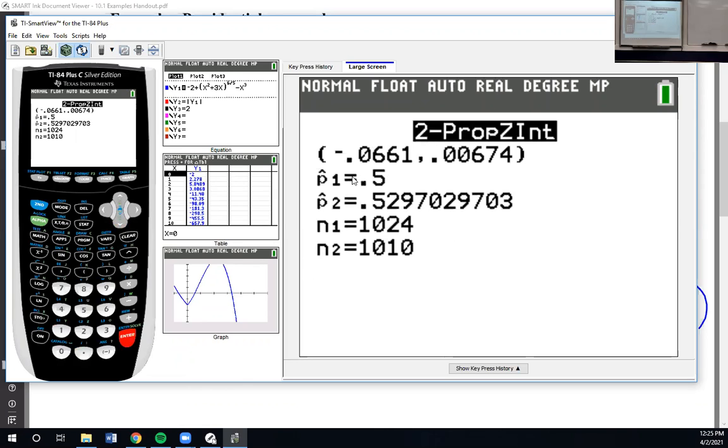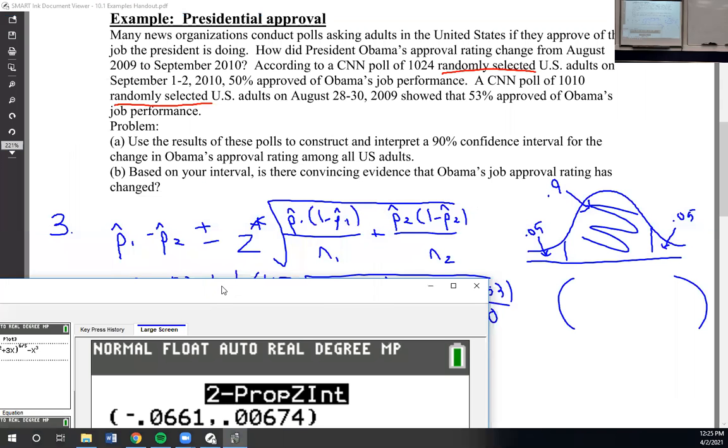And again, the calculator should give you back: here's p hat 1, it was 0.5. Here's p hat 2, it was basically 0.53. Here were your sample sizes you put in. There's the confidence interval: negative 0.0661 to 0.00674.